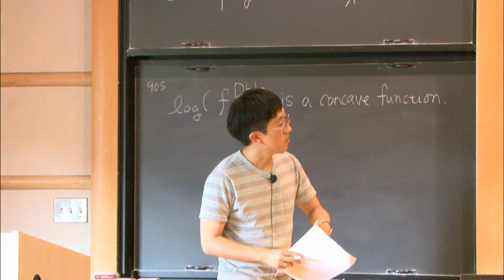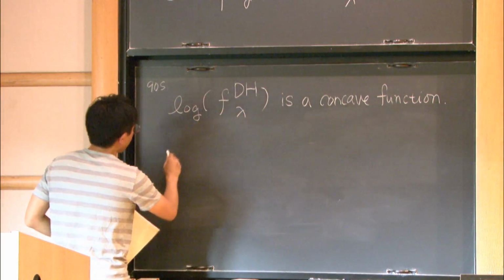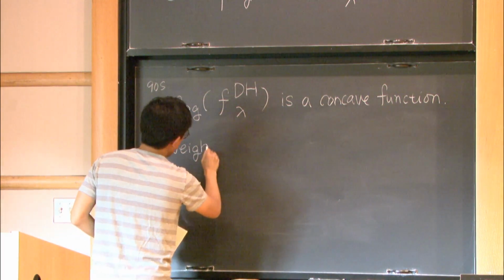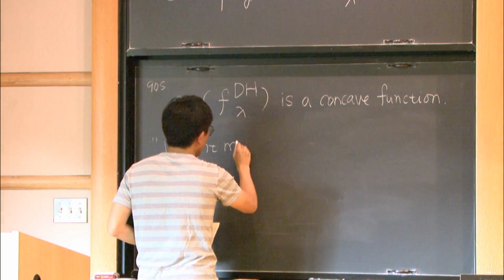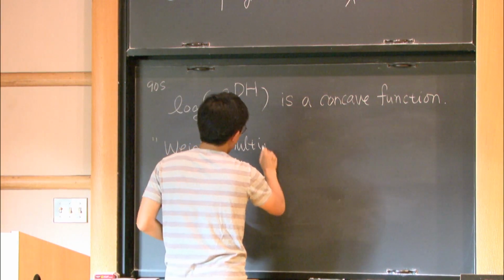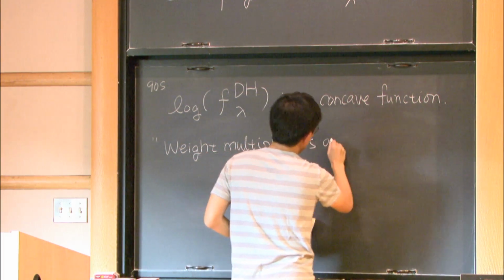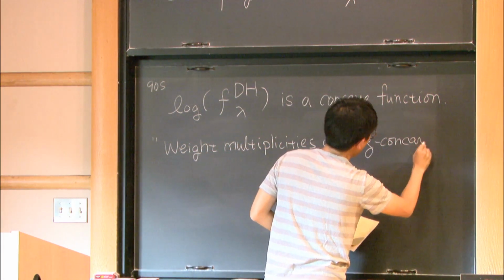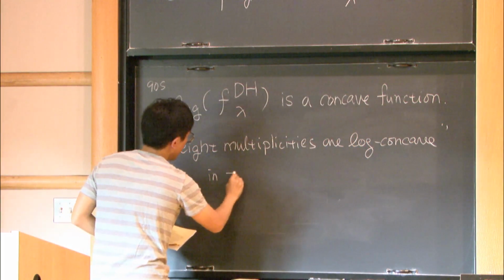So if your L is very, very large. And people in this area express this fact by saying that weight multiplicities are log-concave for fixed lambda in the classical limit.